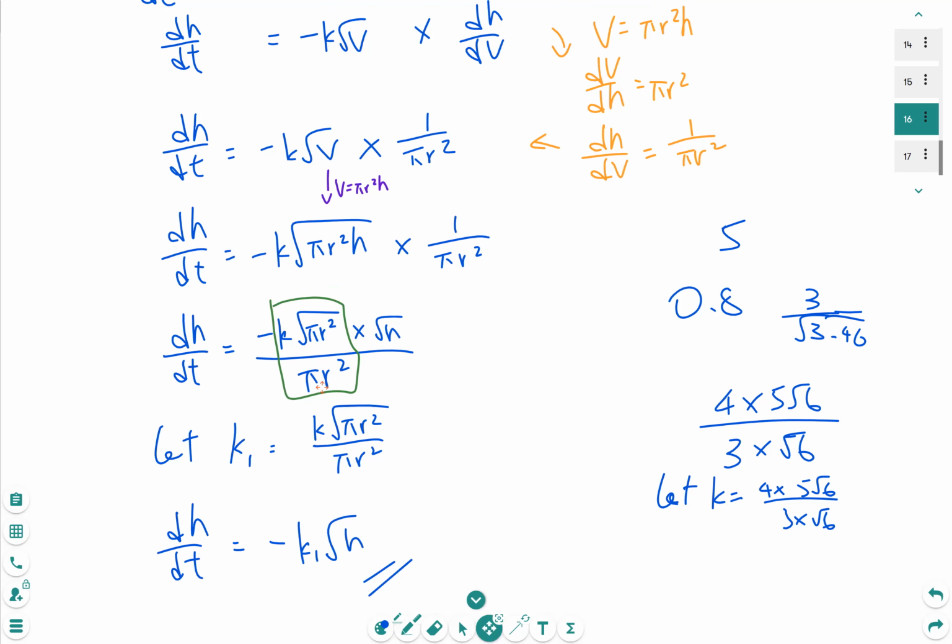A slightly new concept in here, but the reason I want to write in this format is that this looks a lot neater than this one here, because k1 is just a number. We don't care how complicated the number is. It's just a number in the front. Okay, so the same thing here: 4 times 5 root 6 over 3 root 6 times root H. We can simplify this into k root H.